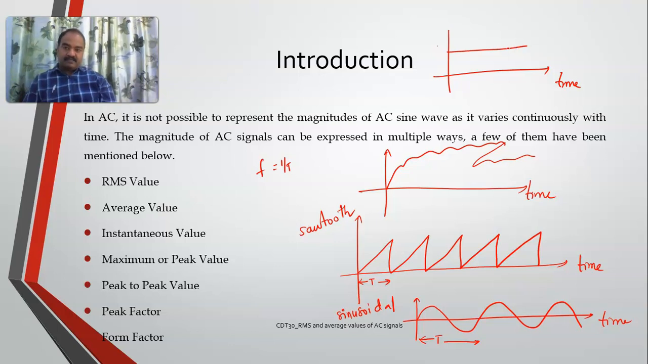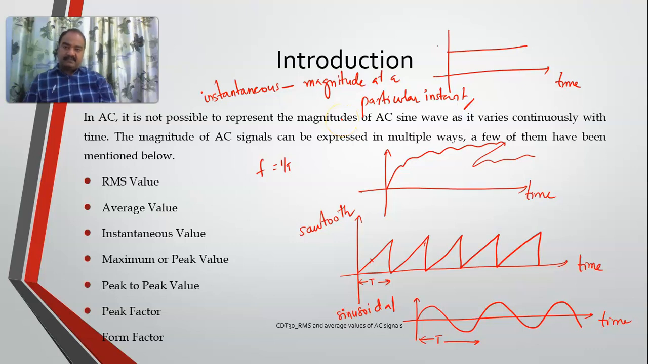So it is difficult to say what is the magnitude of a wave, because it varies with respect to time. If you want, I can say at time t is equal to 0, this is the value, at t is equal to 1, this is the value. At time t is equal to something else, this is the value. Those values are called instantaneous values, which is nothing but magnitude at a particular instant.